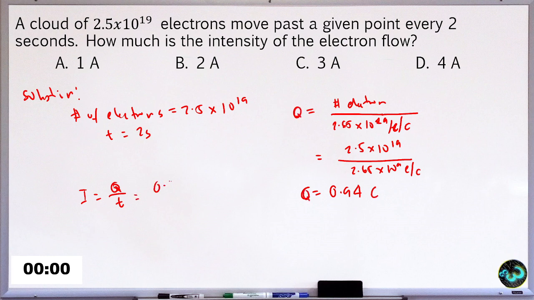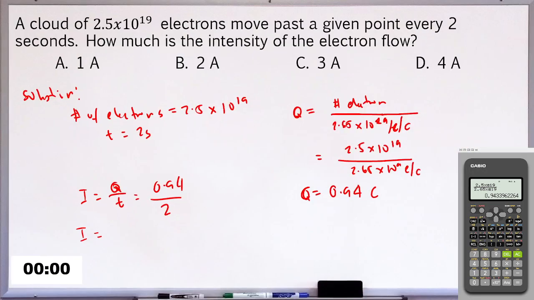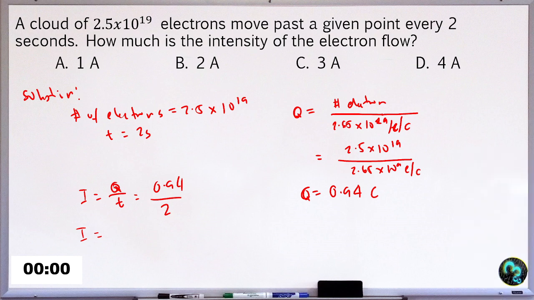So we have 0.94 divide 2, no? So our I will be equal to 0.94 divided by 2, so this is equal to 0.4, no? 0.4 amperes. So for this instance, if wala po sa choices yung answer, so you shade letter E.